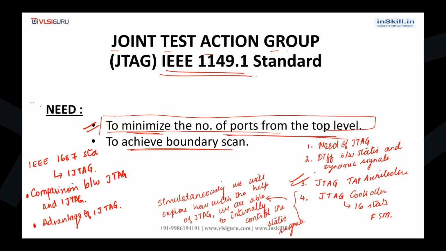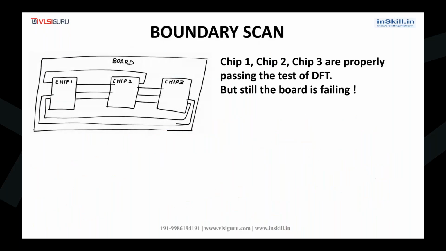We will also try to understand how, with the help of JTAG, you are able to achieve boundary scan. So first let's try to understand what boundary scan is. In this case, chip 1, chip 2, chip 3 are properly passing the DFT tests, but still the board is failing. So what is it? We'll try to understand.